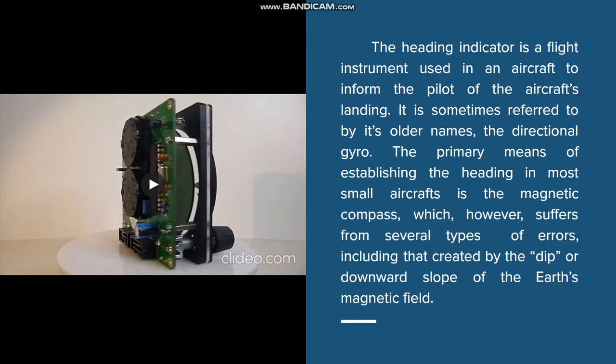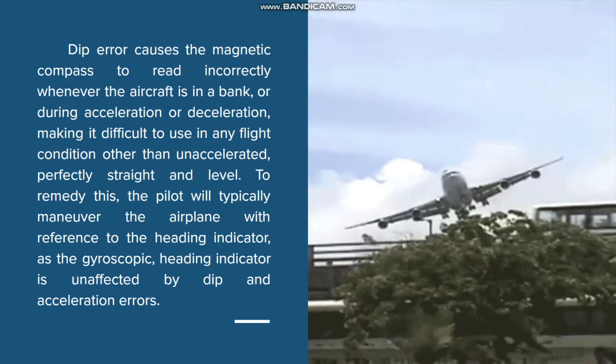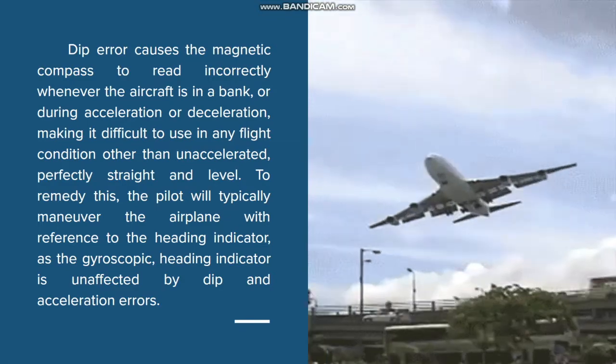The primary means of establishing the heading in most small aircraft is the magnetic compass, which, however, suffers from several types of errors, including the error created by the dip, or downward slope, of the Earth's magnetic field. Dip error causes the magnetic compass to read incorrectly whenever the aircraft is in a bank or during acceleration or deceleration, making it difficult to use in any flight condition other than unaccelerated, perfectly straight and level.